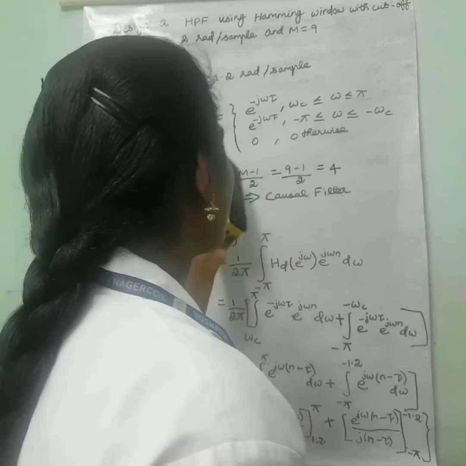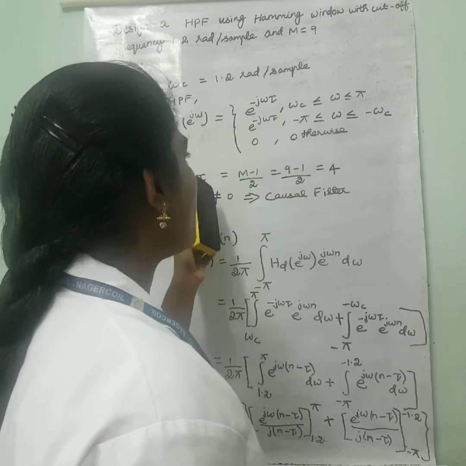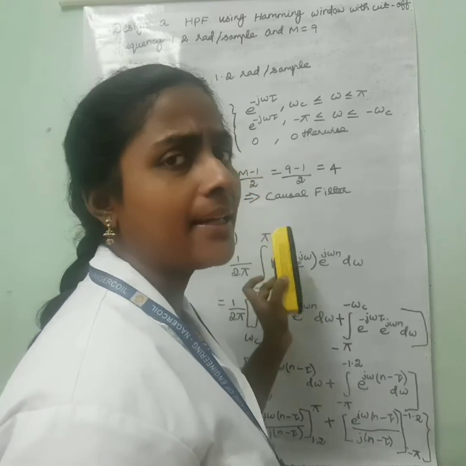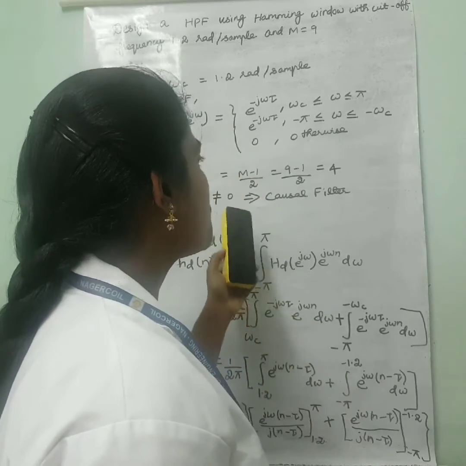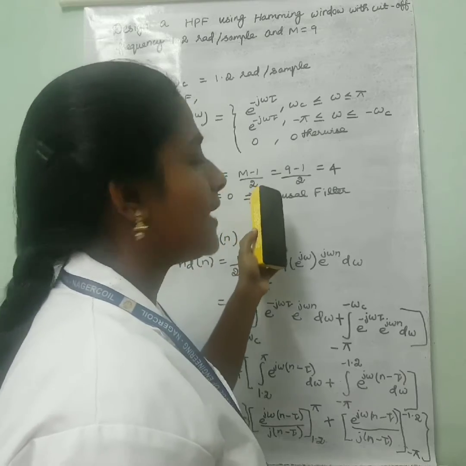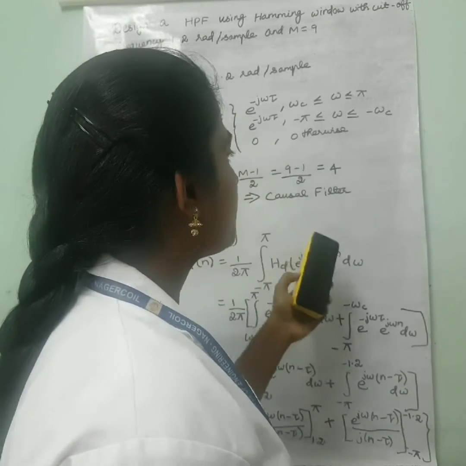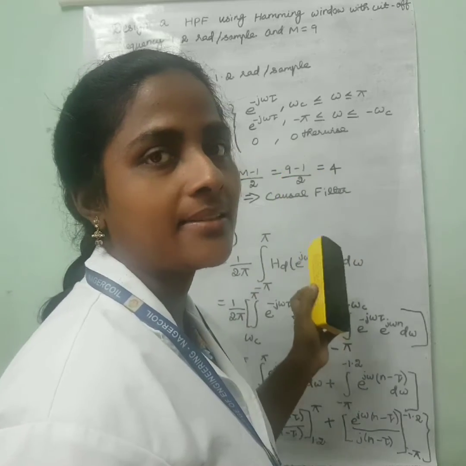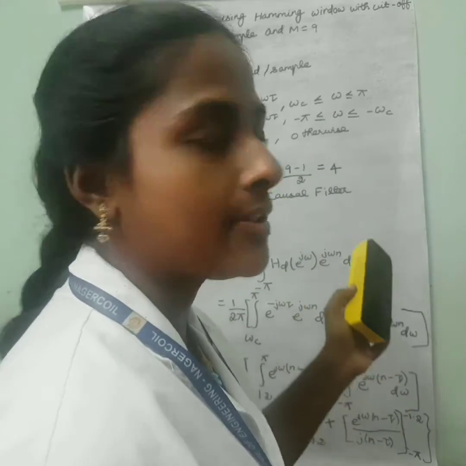Next, from this itself we can understand the formula for tau is equal to M minus 1 divided by 2. M value is 9. So 9 minus 1 divided by 2 is 4. That is, 9 minus 1 is 8, 8 divided by 2 is 4.